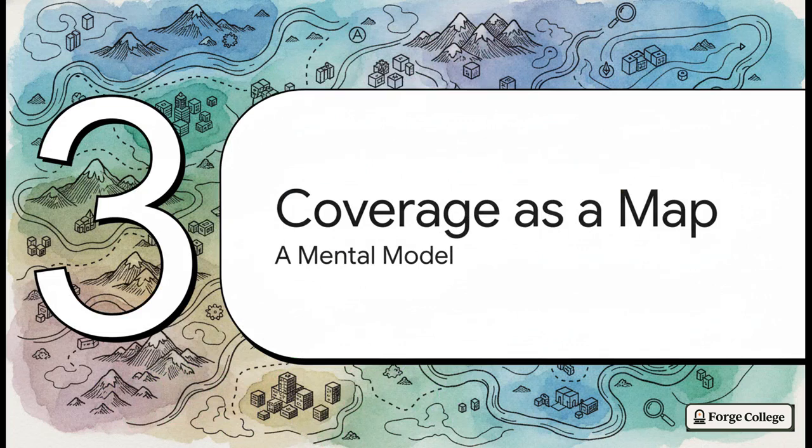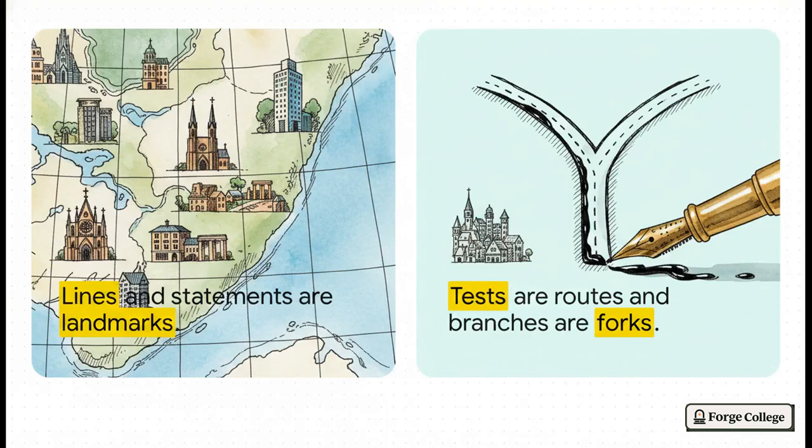Section 3. Coverage as a map. To make all these abstract EVM bytecode concepts a bit more physical, try treating your code base like a giant geographic map. Your lines and statements, those are the landmarks in the cities scattered all across the map. Your branches, those if statements and requires, are the forks in the road. And your tests are the routes you literally ink out to explore this whole map.